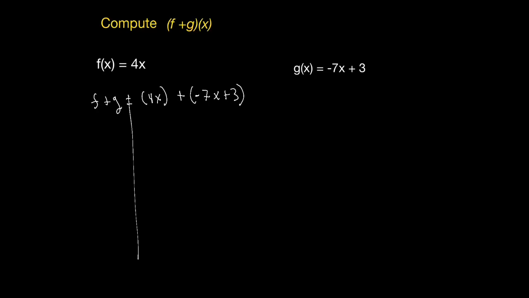So again, I have to evaluate the right hand side by combining like terms. So here my variables, I have to put them together. So 4x and negative 7x, when we combine them, we're going to get a total of negative 3x. And then we still have that positive 3 lingering right here. So the final solution would be negative 3x plus 3. That's equal to f plus g.